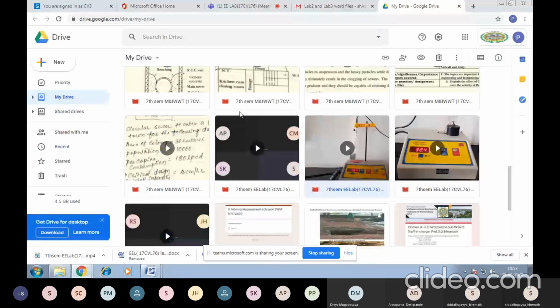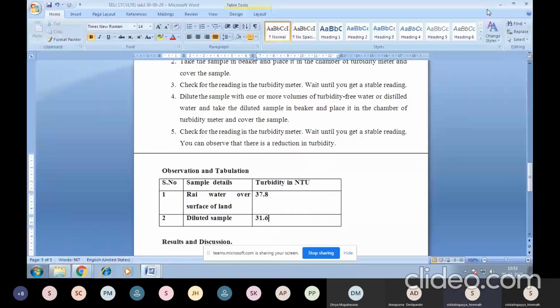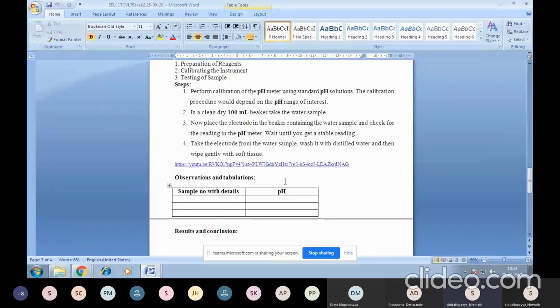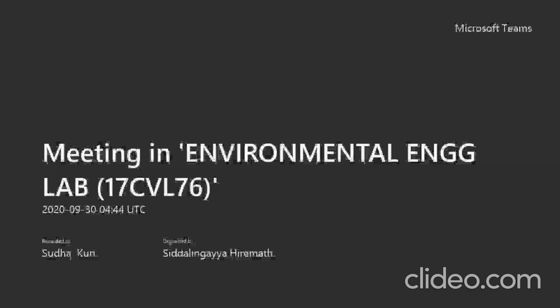Okay, let me show you in the Word file. So this is the observation and tabulation of pH. There is sample number with details like sample number.